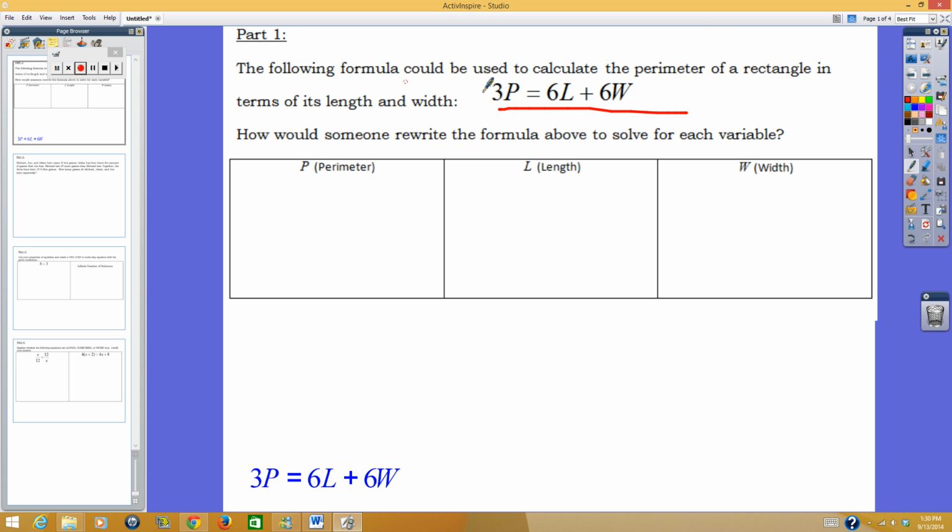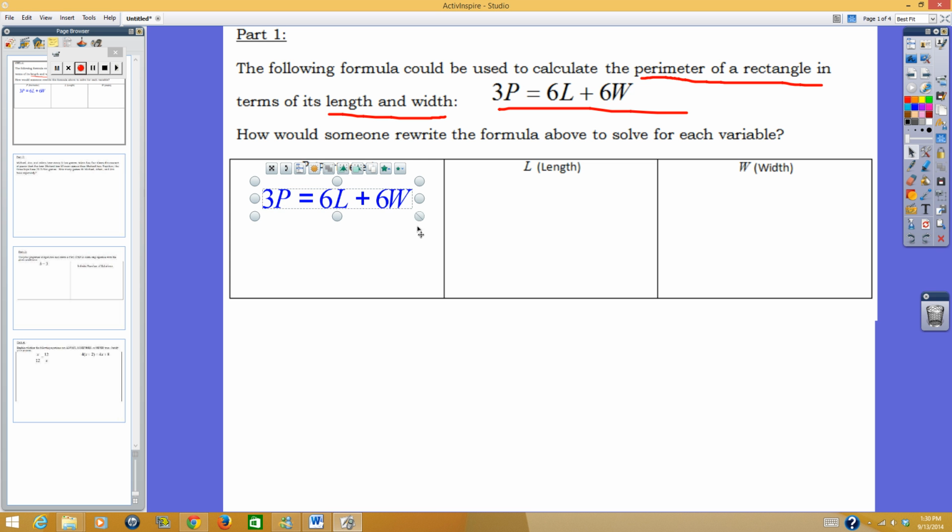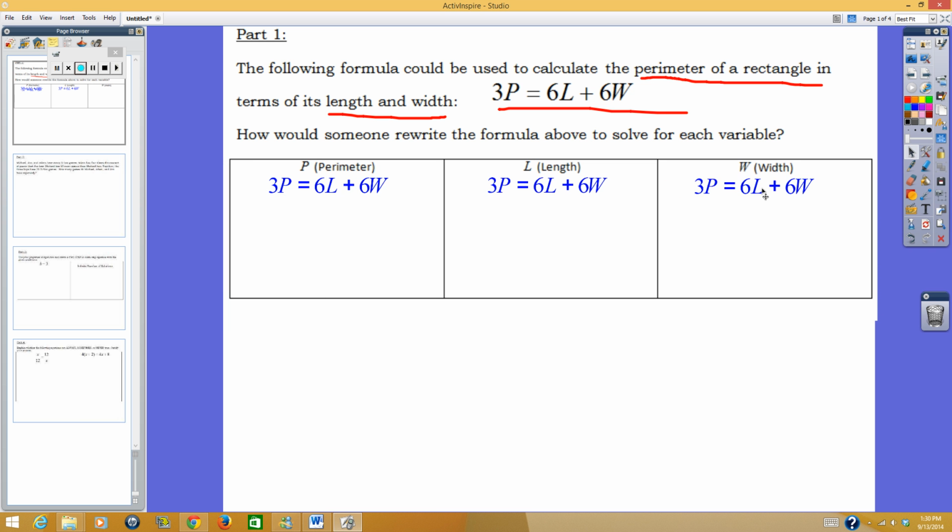All right, so part one. When you read it, they've given you a formula that calculates the perimeter of a rectangle in terms of its length and width. And then we've got down here three different variables that they want us to solve for. So the first thing I would do if I were you is write down the equation in each of these, just so you know what you're working from. And after you do that, you're ready to go.